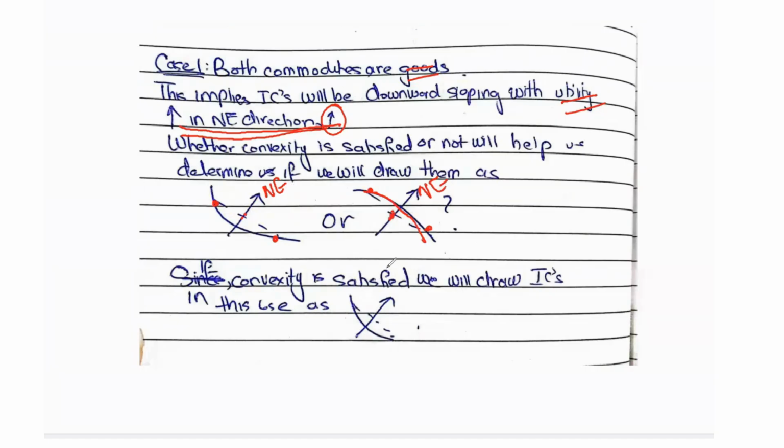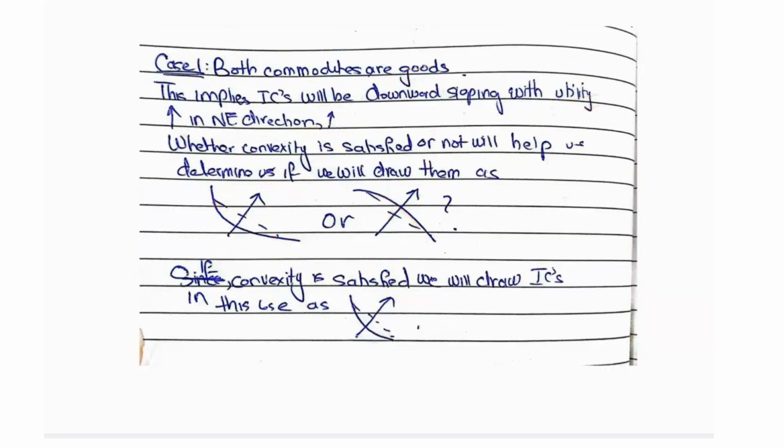So this is why it's important to keep in mind in which direction utility increases, because we want to see whether averages are better than extremes or not. If convexity is satisfied, and we're assuming convexity holds, we'll draw ICs like this, because then if you take any two indifferent bundles, the weighted averages, represented as the line segment joining them, will be better than the indifferent extremes, again because utility increases in this direction.